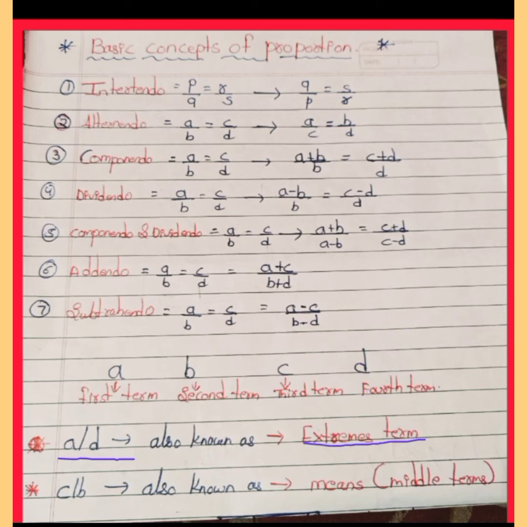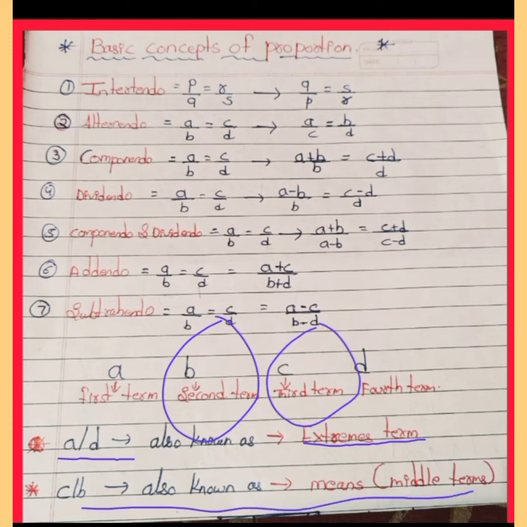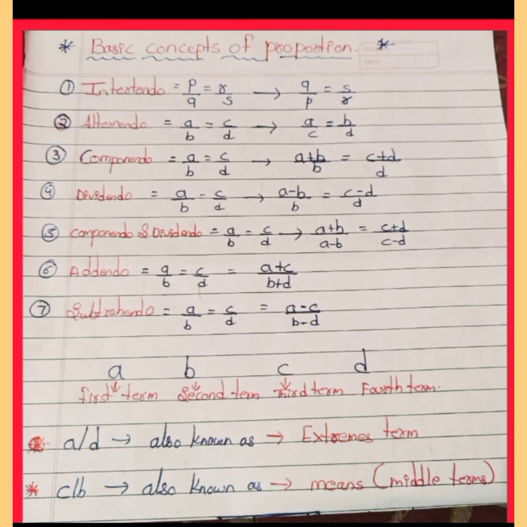And here second term and third term, also known as means or middle terms. Okay, I think you all get it. Just see, A means first term, B means second term, C means third term, D means fourth term. A and D are also known as extreme terms, and C and B are also known as mean or middle terms. Let's now move on to something different.